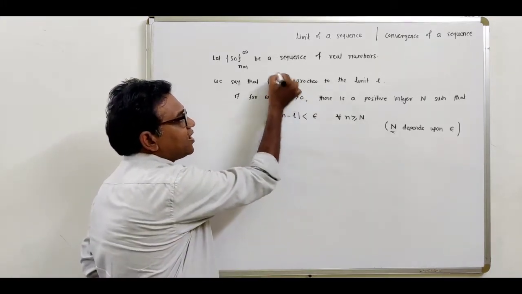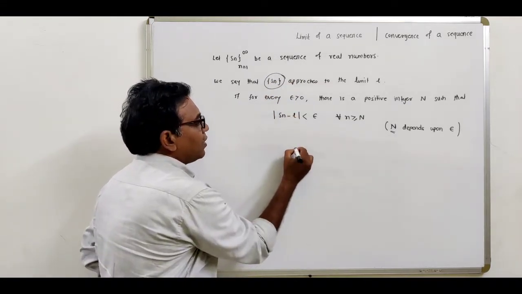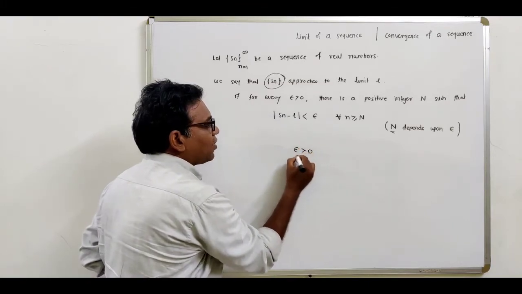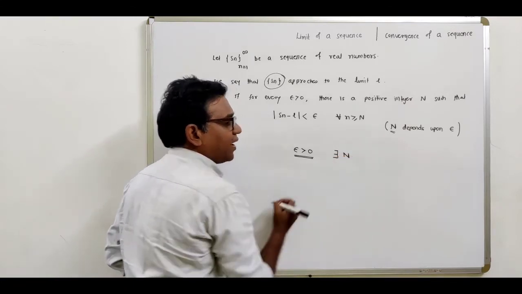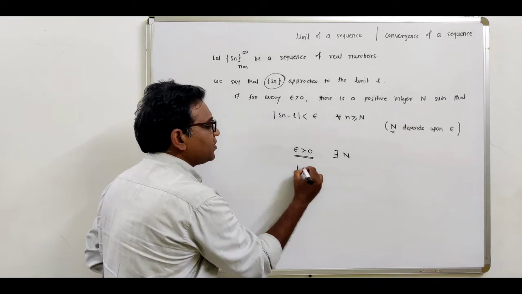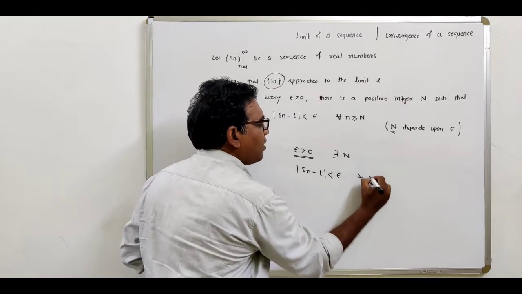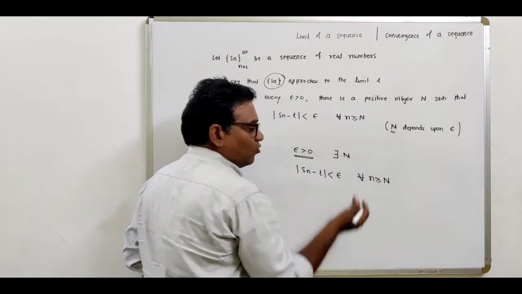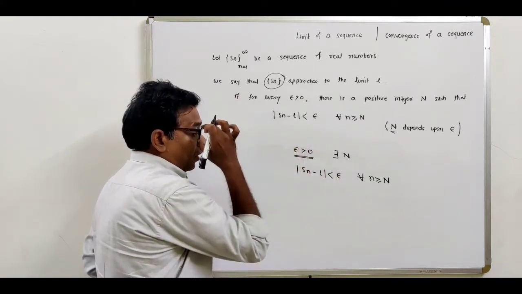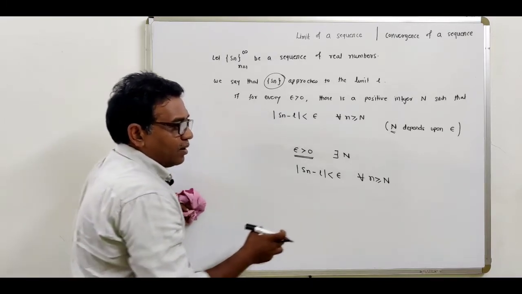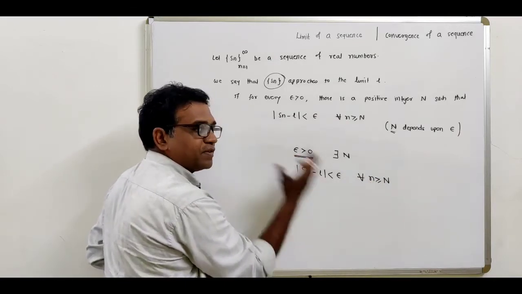A sequence Sn is said to converge to the limit L means that we have to choose epsilon greater than 0 and find some integer N such that this condition holds, that modulus of Sn minus L is less than epsilon for all n greater than or equal to capital N, where this N depends upon epsilon. Now see, I will show you how this capital N depends upon epsilon.